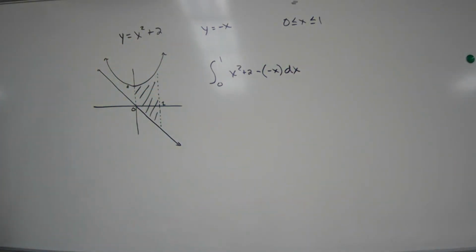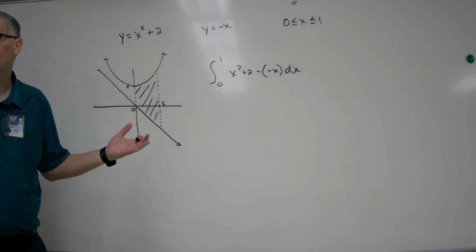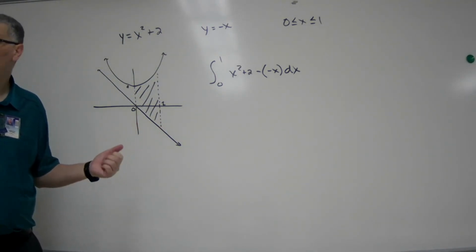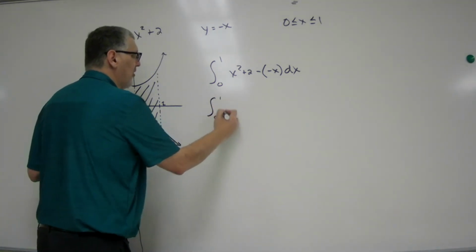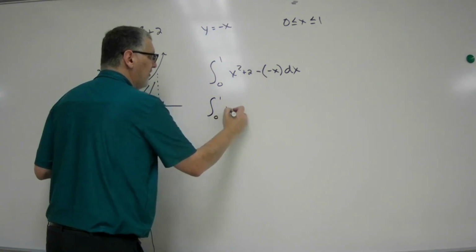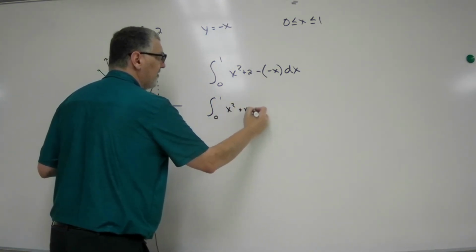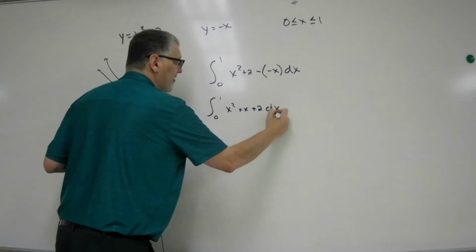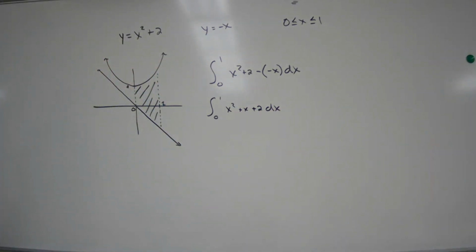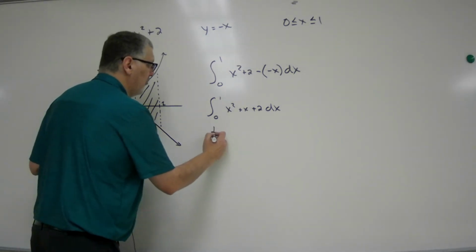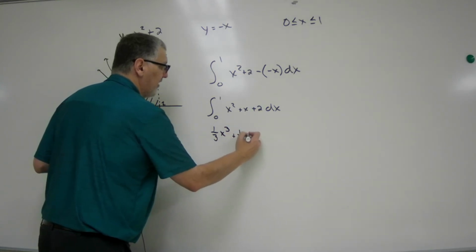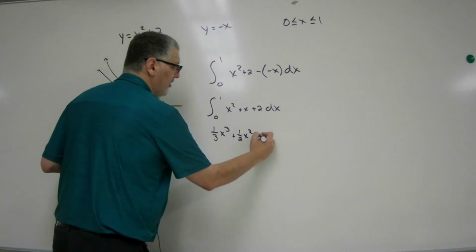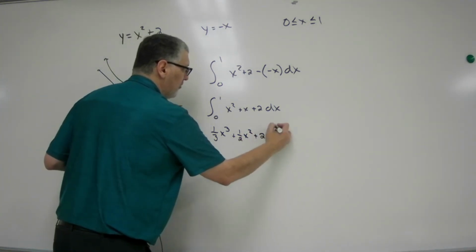Right? Now, let's just simplify the integrand. You good? I see you have a little look on your face. Okay. So we're going to integrate from 0 to 1. Well, a negative becomes a positive. I have x squared plus x plus 2 dx. And we integrate that. This should be 1/3 x cubed plus 1/2 x squared plus 2x from 0 to 1.